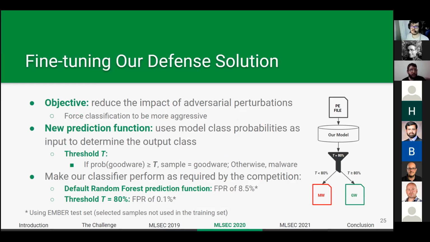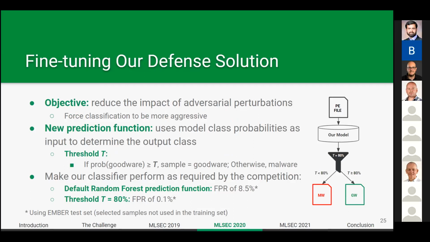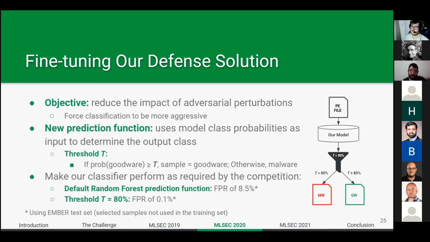To fine-tune our defense solution, the objective was to reduce the impact of adversarial perturbations by forcing classification to be more aggressive. To do so, we created a new prediction function. This prediction function uses the model class probabilities as input to determine the output using a threshold t. If the probability of being goodware is bigger than t, it is considered goodware. Otherwise, it is considered malware. By using this technique with a threshold of 80%, we reduced the default random forest prediction function's false positive rate from 80.5% to 0.1% when testing with Ember, as noted here.